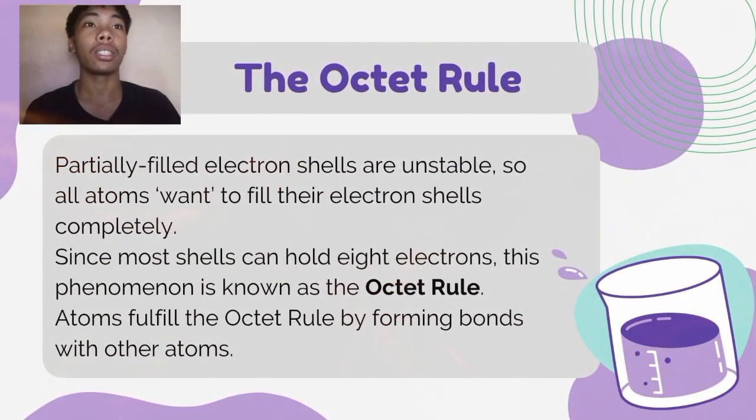And the last one is the octet rule. Partially filled electron shells are unstable, so all atoms want to fill their electron shells completely. Since most shells can hold 8 electrons, this phenomenon is known as the octet rule. Atoms fulfill the octet rule by forming bonds with other atoms.